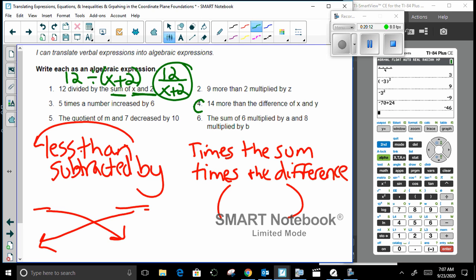All right, let's try 4. 14 more than the difference of x and y. So 14 more than is plus. The difference of x and y means I want to subtract x minus y. I'm taking the difference there. Okay, but I have 14 more than it, so I need to use parentheses there to show I want that difference first, and then I can take it.